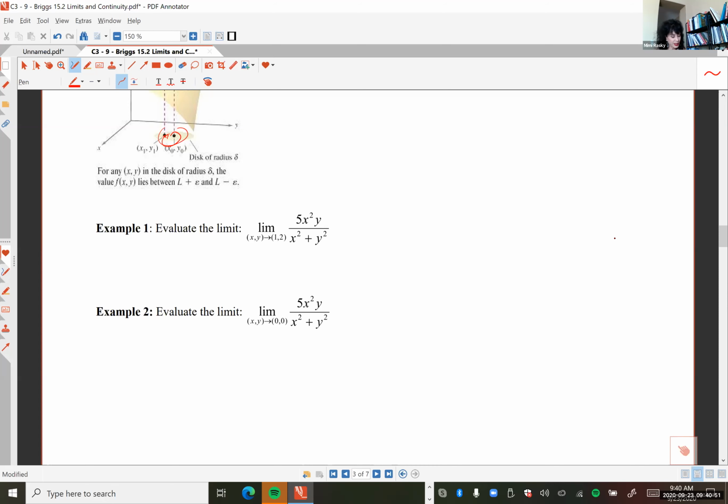Okay, first up, example 1. Evaluate this limit. Just like you found limits when you were in a Calculus 1 or Calculus 2 class, use direct substitution. That's always step 1. So what am I going to substitute? Where they're saying the point (x, y) approaches the point (1, 2). Just substitute. Substitute what? What do you think?